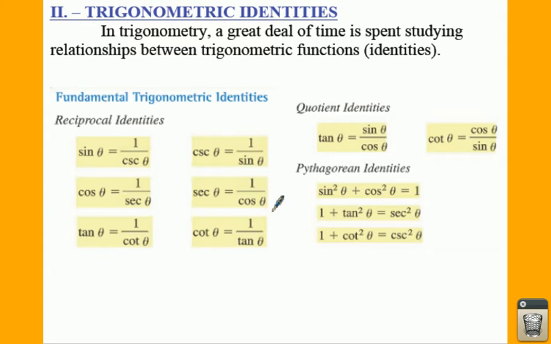Now another thing to remember is your quotient identities. Tangent is equal to sine over cosine because you have your y over your x. Cotangent, since that's just a reciprocal, that is x over y. And then you have your Pythagorean identities, and I will go over these a little bit more in depth in class next time. But these are going to be used to prove some identities and to just use some of our algebra skills and be able to prove some of our theorems we have to prove here in a little bit.